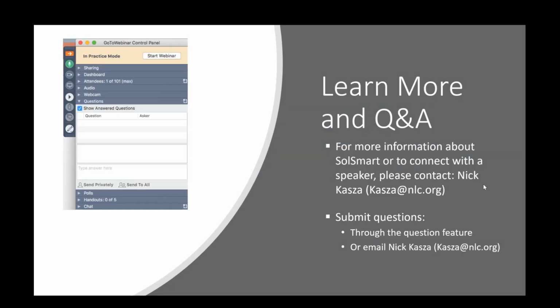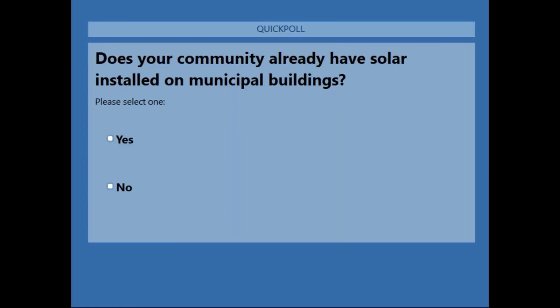And share our next poll. So we're going to get a little more specific here. Does your community already have solar installed on municipal buildings? Okay, fantastic. We actually have very high voter turnout. This is great to see. This is almost a 50-50 split. We have about 52% that are saying yes, they already do, and about 48% that do not.